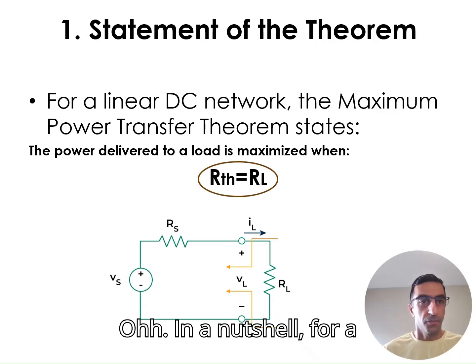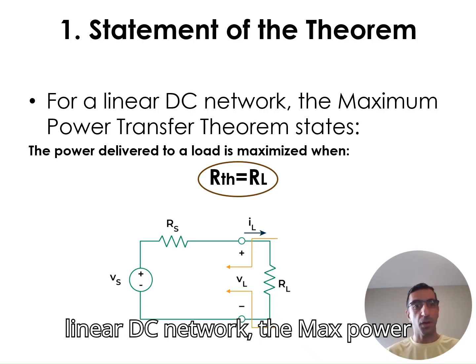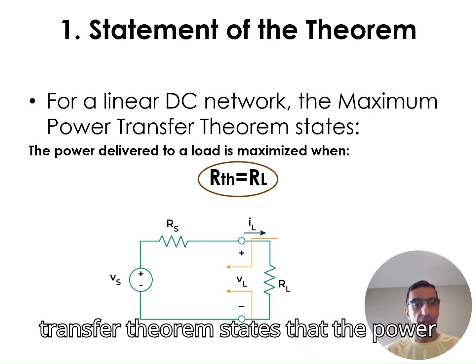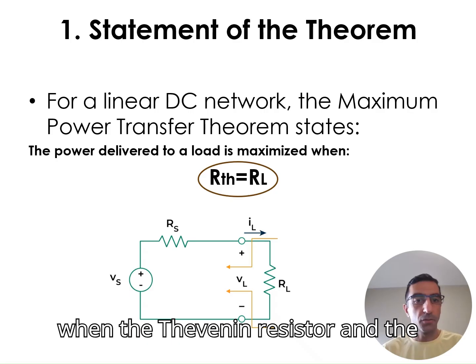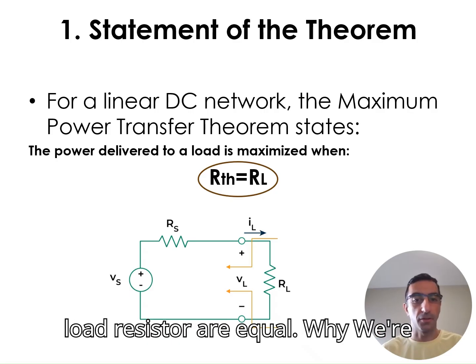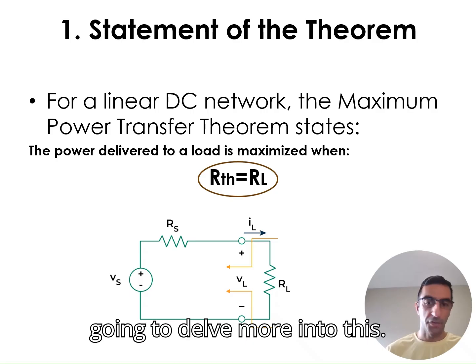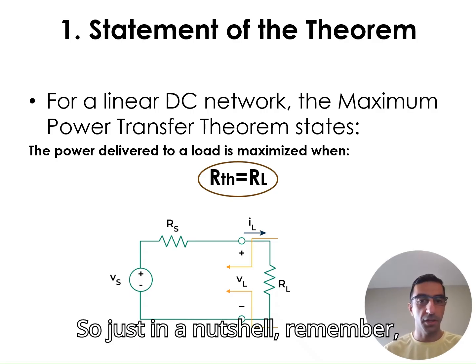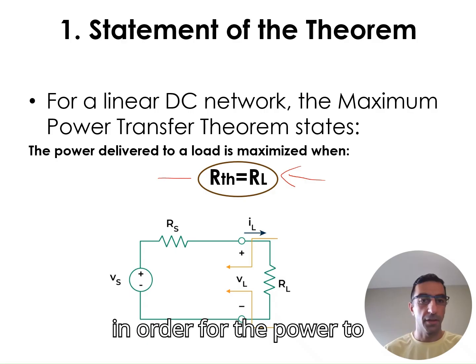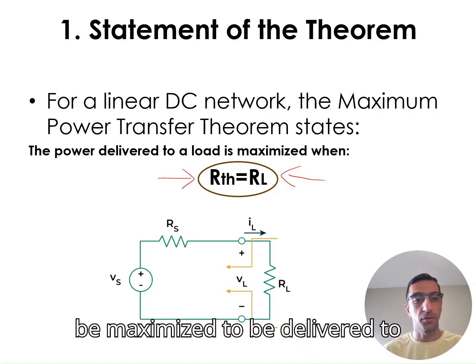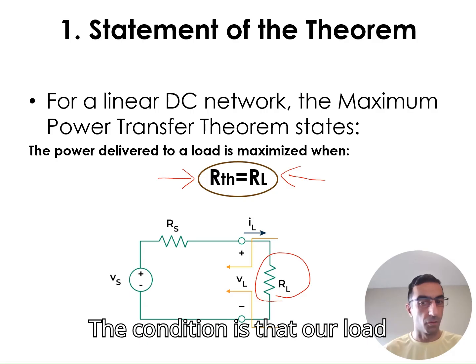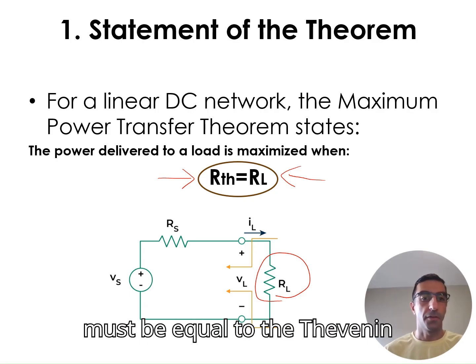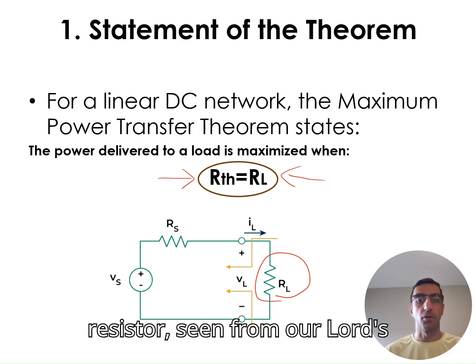In a nutshell, for a linear DC network, the max power transfer theorem states that the power delivered to a load is maximized when the Thevenin resistor and the load resistor are equal. Why? We're going to delve more into this. Just remember, for the power delivered to our load to be maximized, the condition is that our load must be equal to the Thevenin resistor seen from our load's perspective.